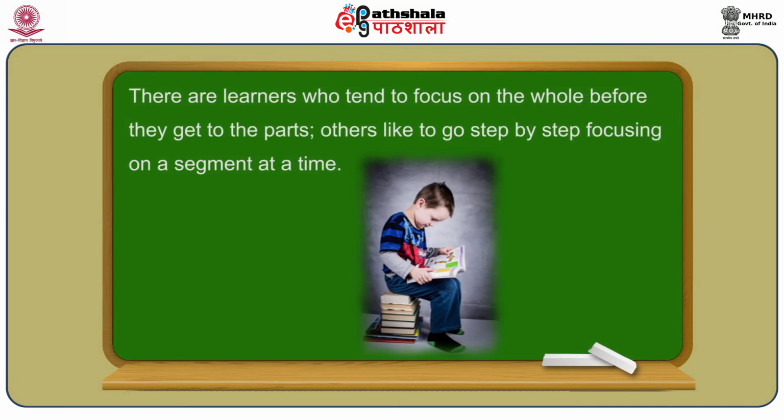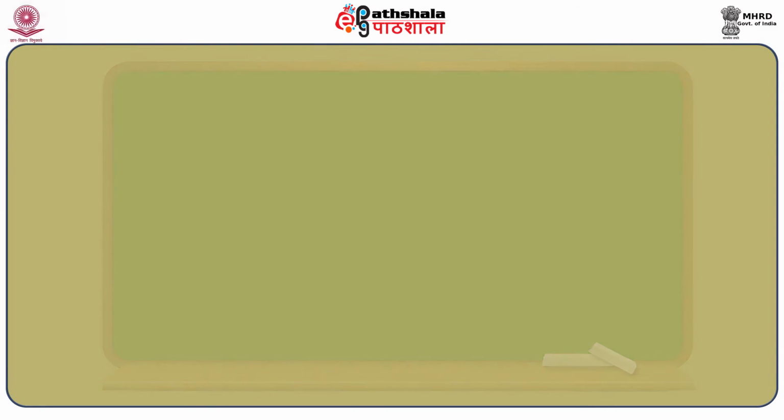Then, if you see the third parameter, that is the cognitive parameter. There are learners who tend to focus on the whole before they get to the parts, and there are others who go step by step. So you can either be synthetic or you can be analytical.